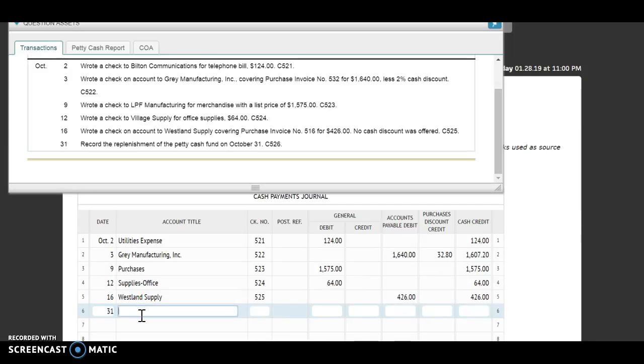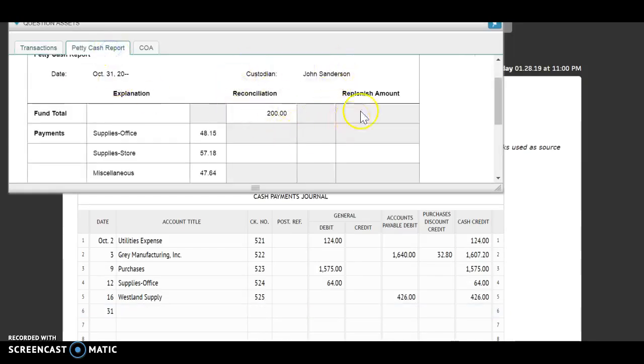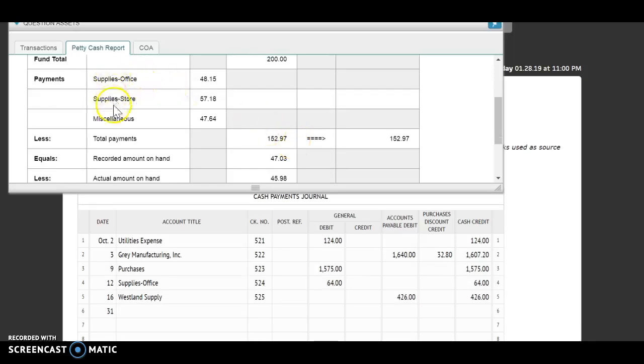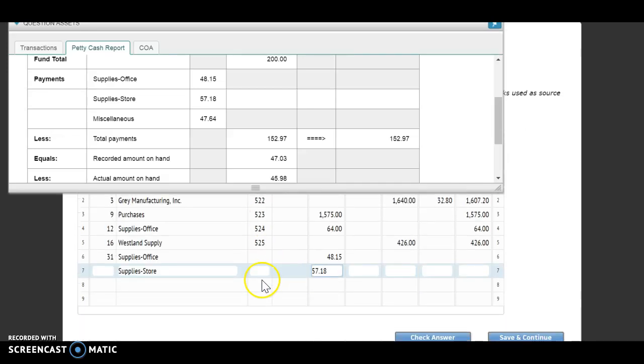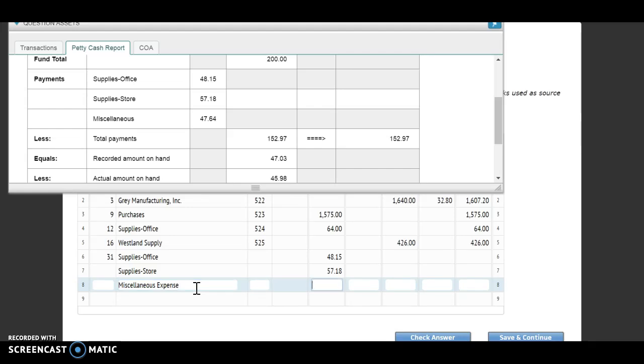31st. It says record the replenishment of petty cash fund on October 31st, check number 526. Now, they don't give us any information here, but they do give us our petty cash report. So that's what I want to go ahead and turn to. What I'm going to look at first is what I spent my money on. So supplies office, I'm going to debit for $48.15. Supplies store, I'm going to debit for $57.18. And my miscellaneous expense, I'm going to debit for $47.64.